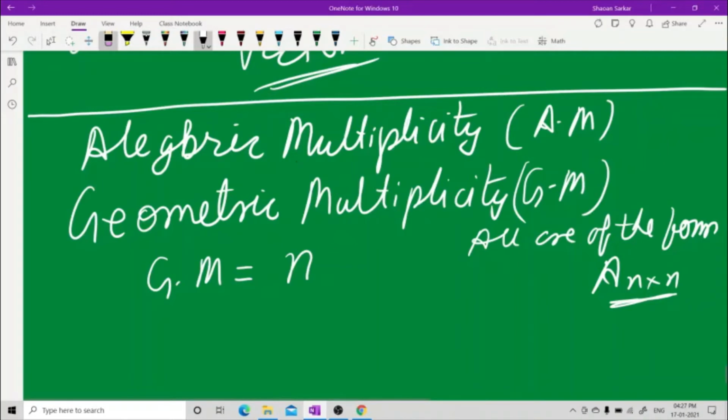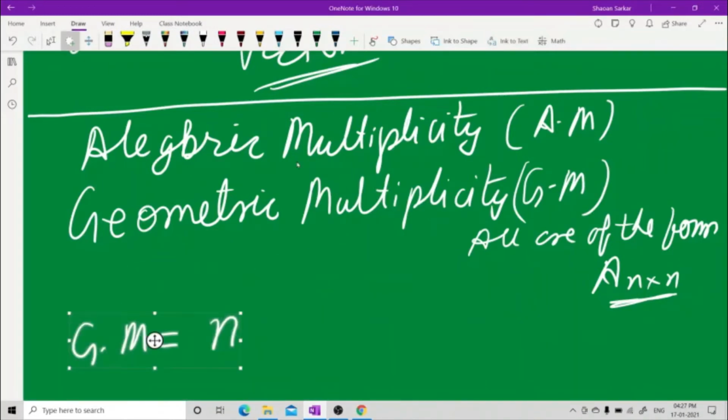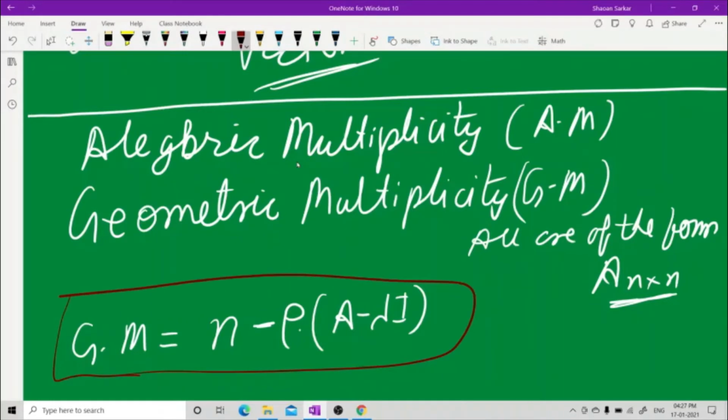Let me shift this formula a little down, and then I will write it. Now I will write minus rank of A minus lambda I. This is how you will find the geometric multiplicity. This is the formula for finding the geometric multiplicity. Very, very important formula. You need to remember it.